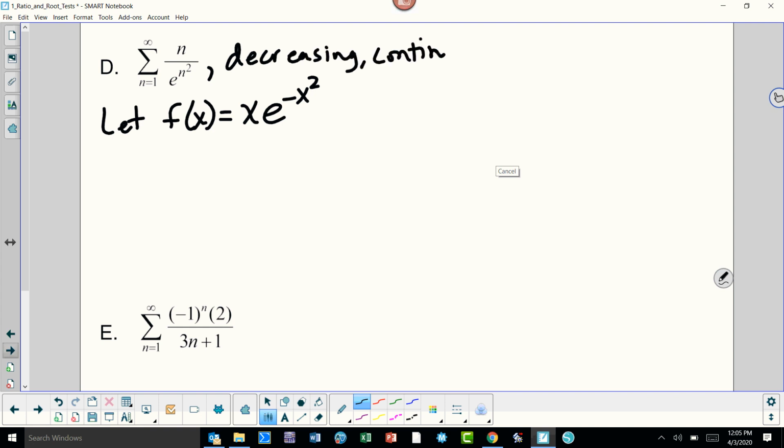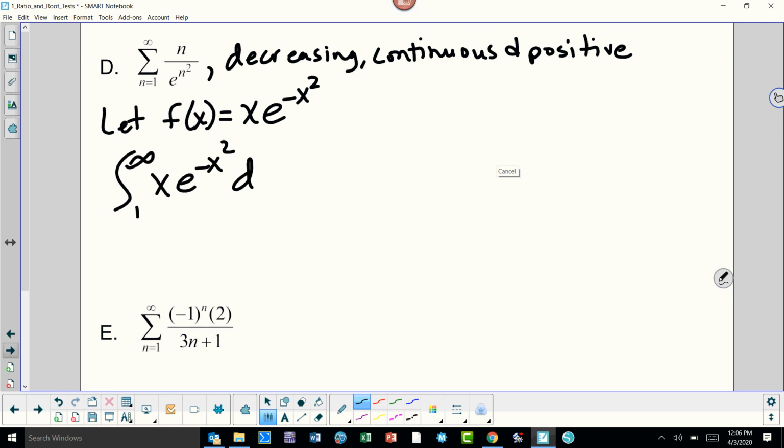And at this point, I wouldn't worry about having to show those things as long as you're fairly sure they're true, because definitely the bottom is way bigger than the top, so it's certainly going to be decreasing. There's no zeros in the bottom, so it's continuous, and all the numbers you're plugging in are positive, and everything lends it to be positive. So that's very valid. I don't need to prove it, I just need to say it though. So since it's decreasing, continuous, and positive, I'm going to let f equal that, and then I'm going to integrate from 1 to infinity of x e to the minus x squared dx.